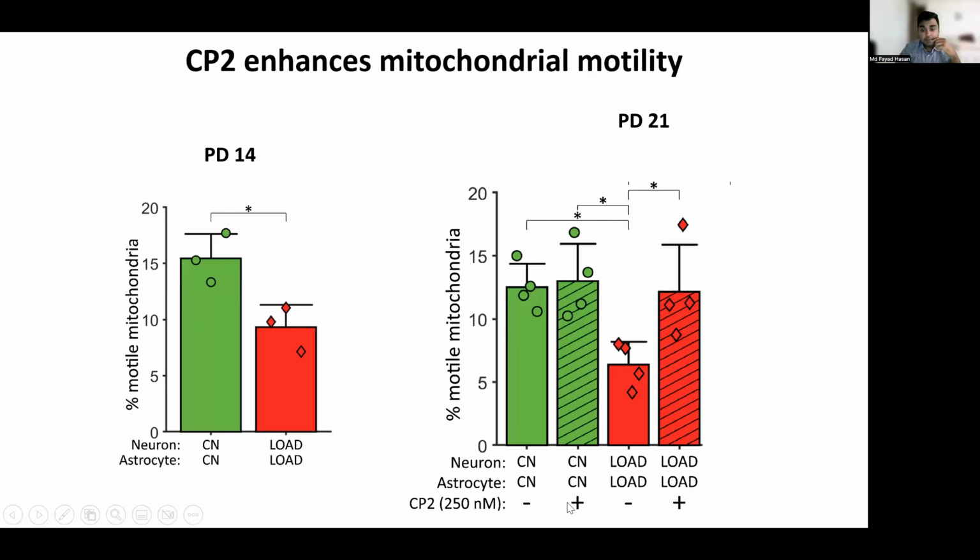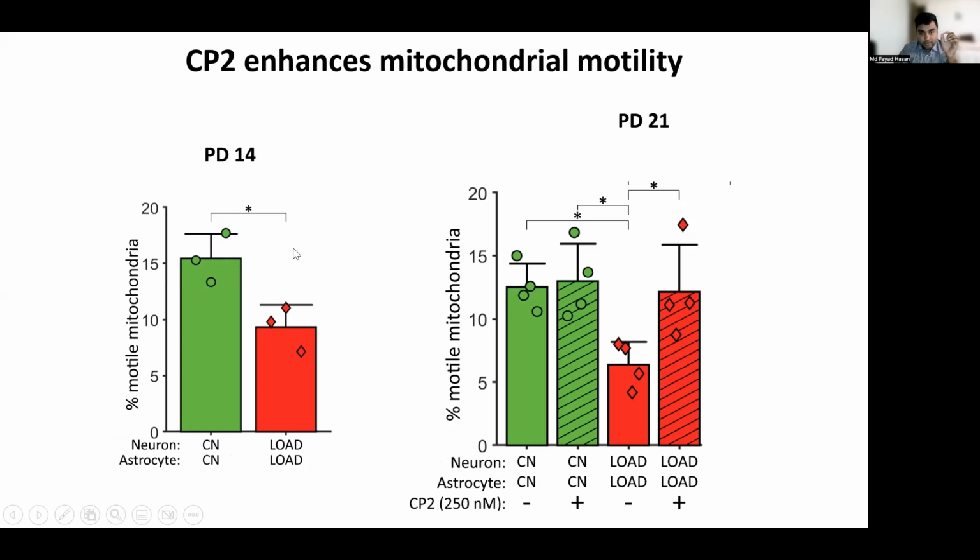Then we applied CP2. We saw that in control, healthy people's brain, CP2, our developed drug, does not increase any mitochondrial motility. But in the Alzheimer's disease brain, it increases the motility, which was decreased due to Alzheimer's disease. So that adds a new mechanism to our drug and also a new phenotype to the Alzheimer's disease field.